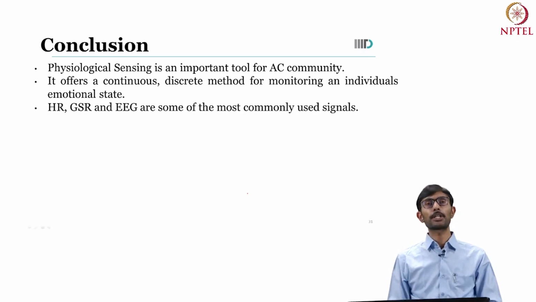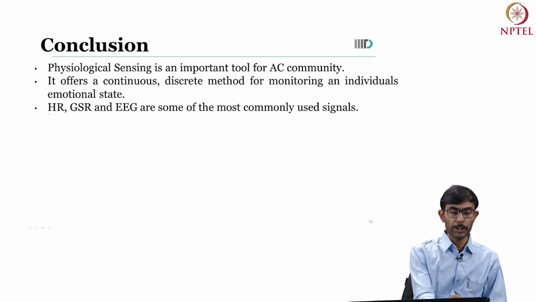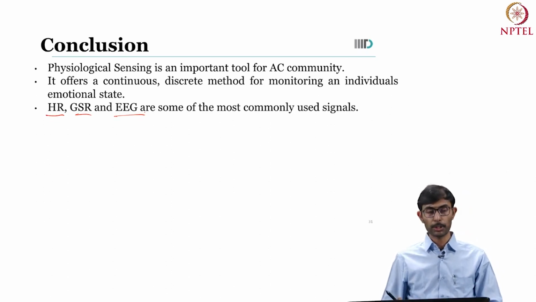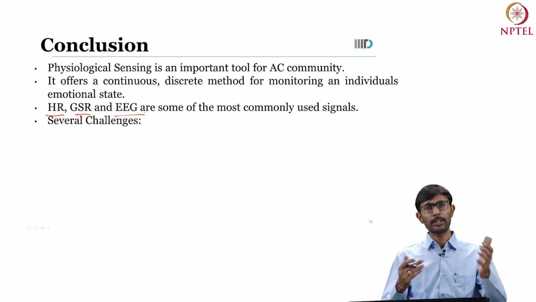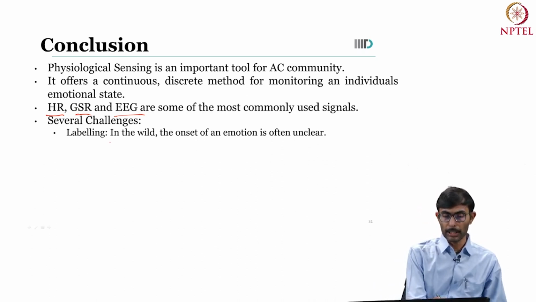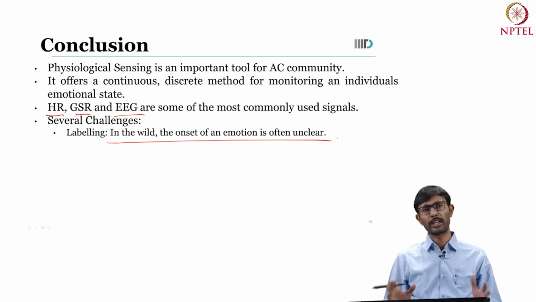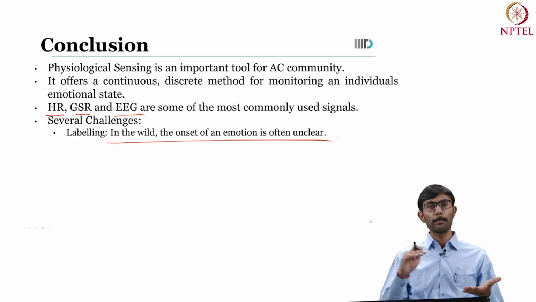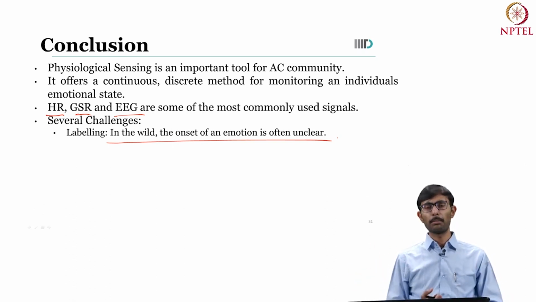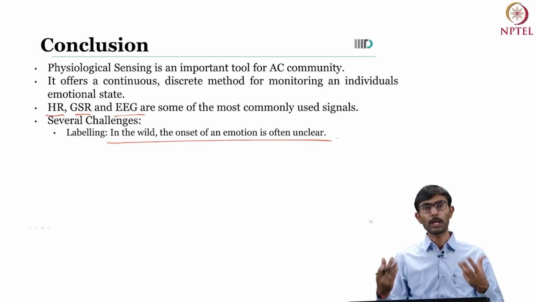Among the different physiological signals, we also saw that heart rate, GSR and EEG signals are the most commonly used for emotion recognition and emotion analysis. And among these physiological signals come lots of challenges, such as, of course, the labeling or the annotations. We saw that in the wild the onset of an emotion is often unclear, while in laboratory-like conditions you have a lot of control, and you can mark when the stimulus is presented and when its onset is. But there are usually not many resources available when you want to collect data in the wild.